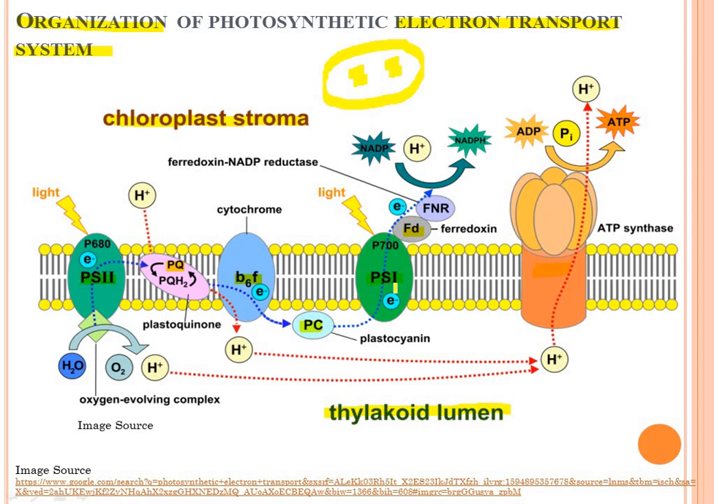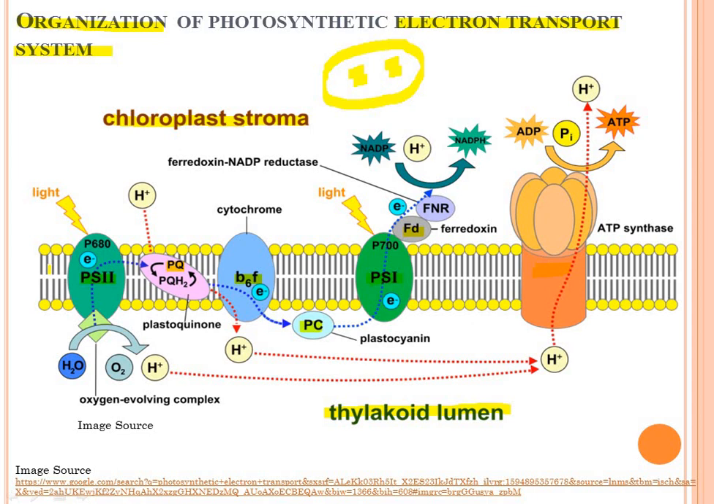In the next lecture we are going to study non-cyclic photophosphorylation and cyclic photophosphorylation. We will discuss how photolysis of water takes place, how electrons get donated, and how ATP and NADPH2 are synthesized. It will be studied in the next lecture. This is only the organization of the photosynthetic electron transport system.